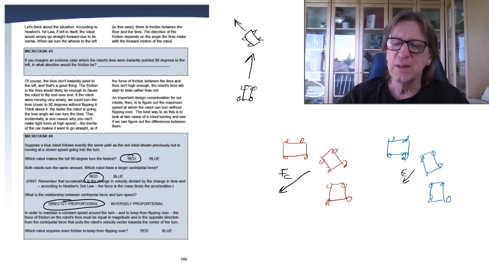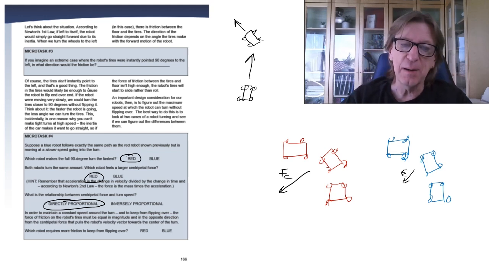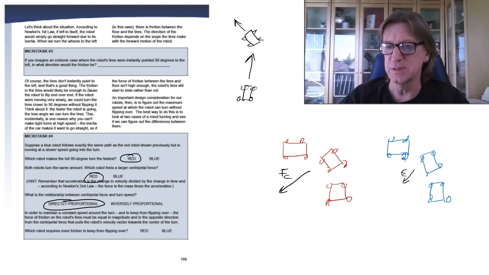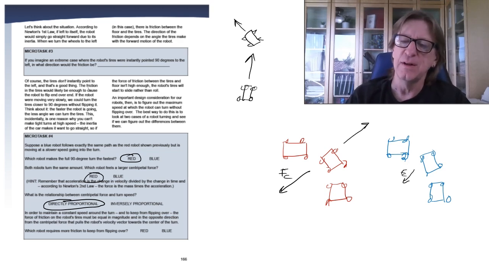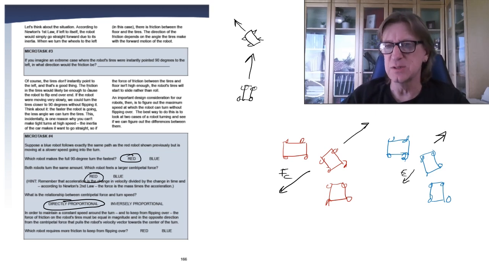Now, which robot then is going to require more friction to keep from flipping over or sliding, right? So the force of friction must be equal in magnitude and opposite in direction from the centripetal force. So I must have a force of friction then, in this case, that's going this way. Otherwise, I'm going to skid. Whereas this one, they're balanced. And so a perfect turn is when the frictional force exactly balances that centripetal force.